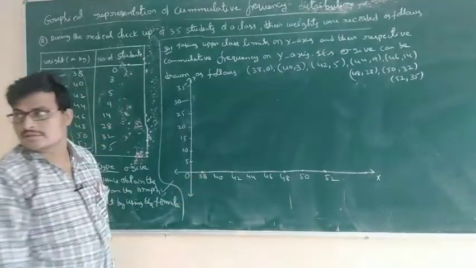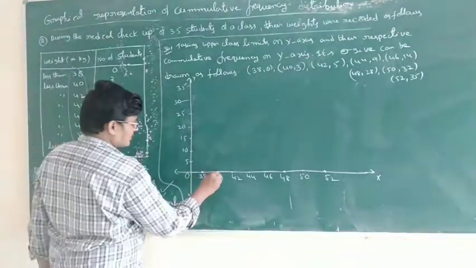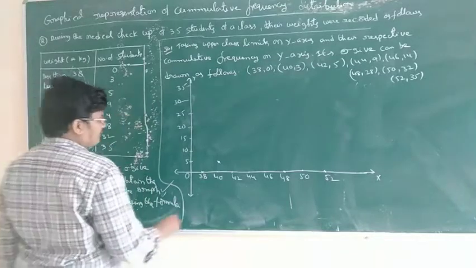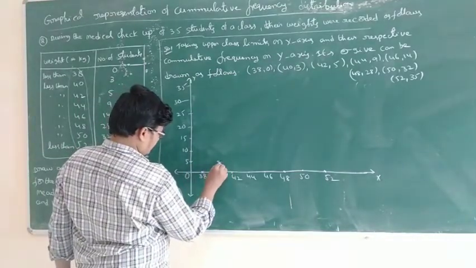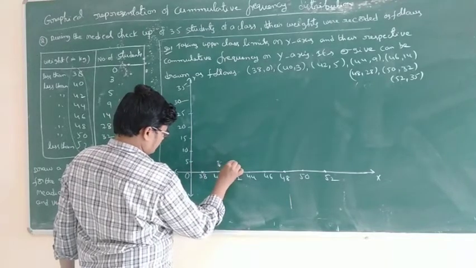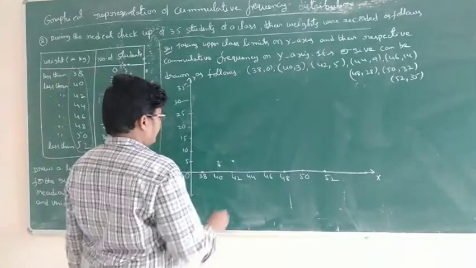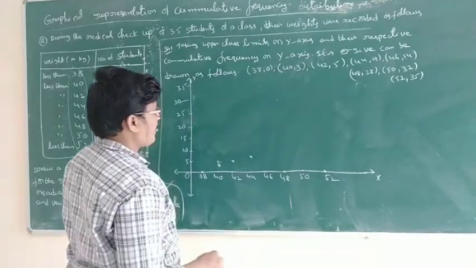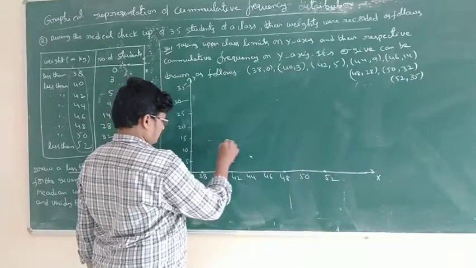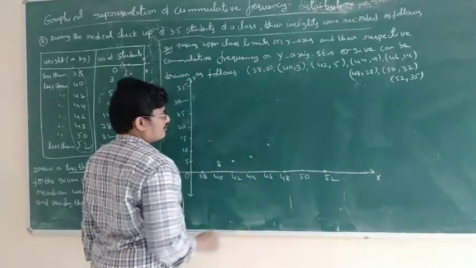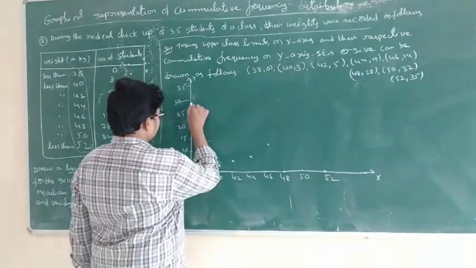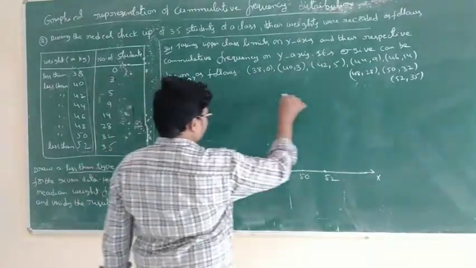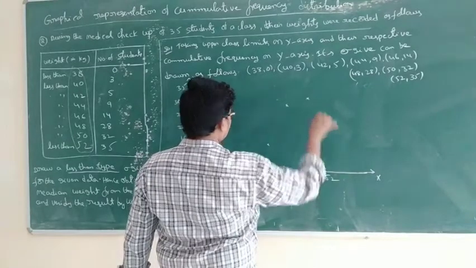Plotting these points: 38, 0; 40, 3; 42, 5; next 44, 9; 46, 14; 48, 28; 50, 32; 52, 35.